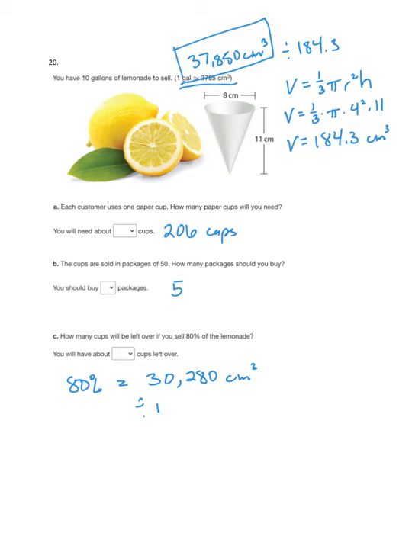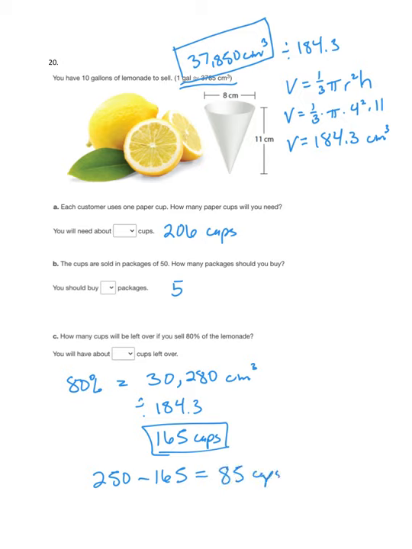I'm going to divide that by my 184.3. And I'm going to need 164.2, so that's really 165 cups is what I need. Okay. What I bought, though, is 5 times 50, which is 250, minus my 165. So what I'm going to have left is 85 cups.